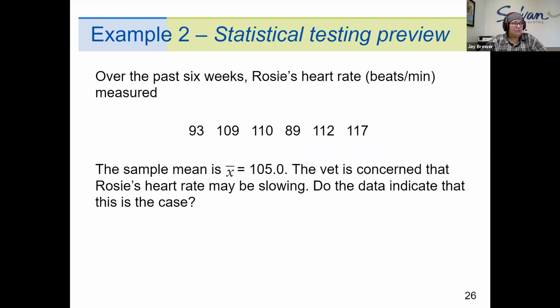Over the past 6 weeks, Rosie's heartbeat measured 93, 109, 110, 89, 112, and 117. So here is a great example that they are giving you a data set that you will have to find the mean, but then you will still use the mean. You're not going to pick like another random number. The vet is concerned that Rosie's heart rate may be slowing. Does the data indicate that this is the case?